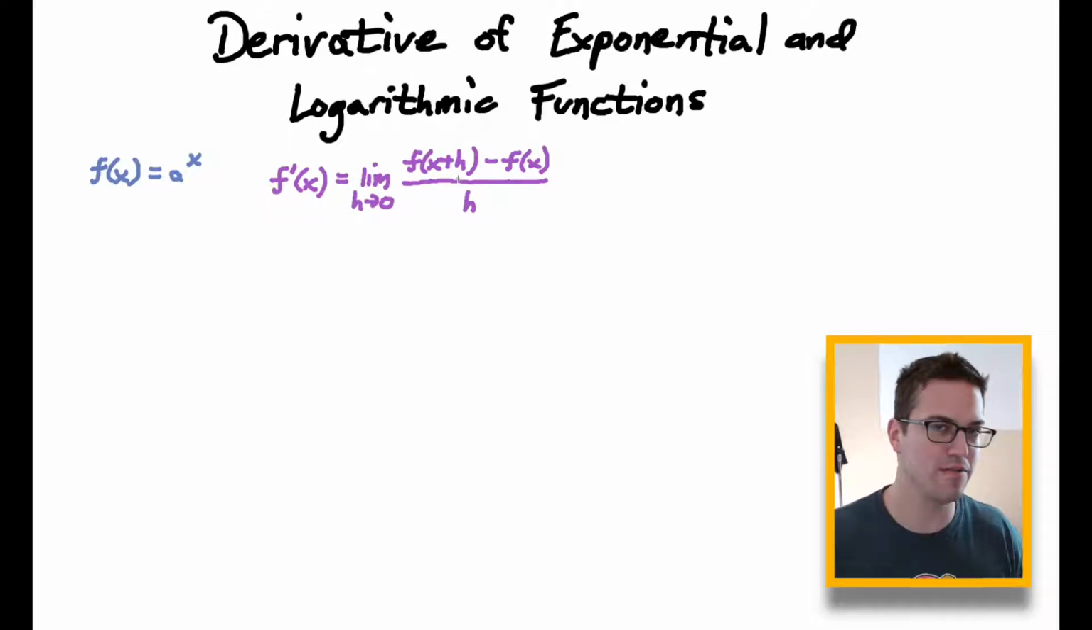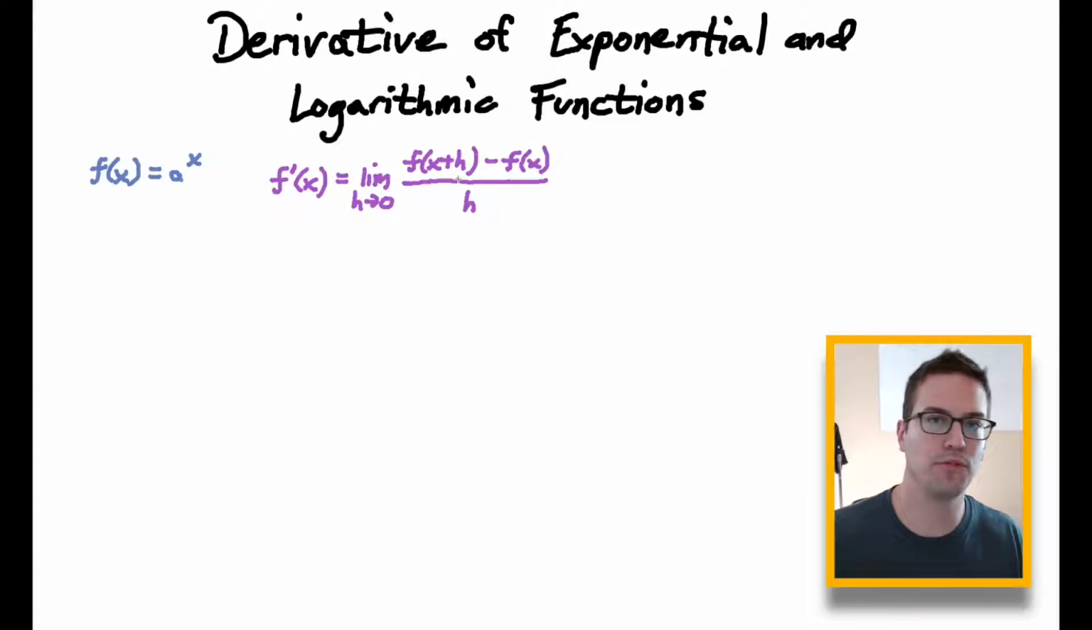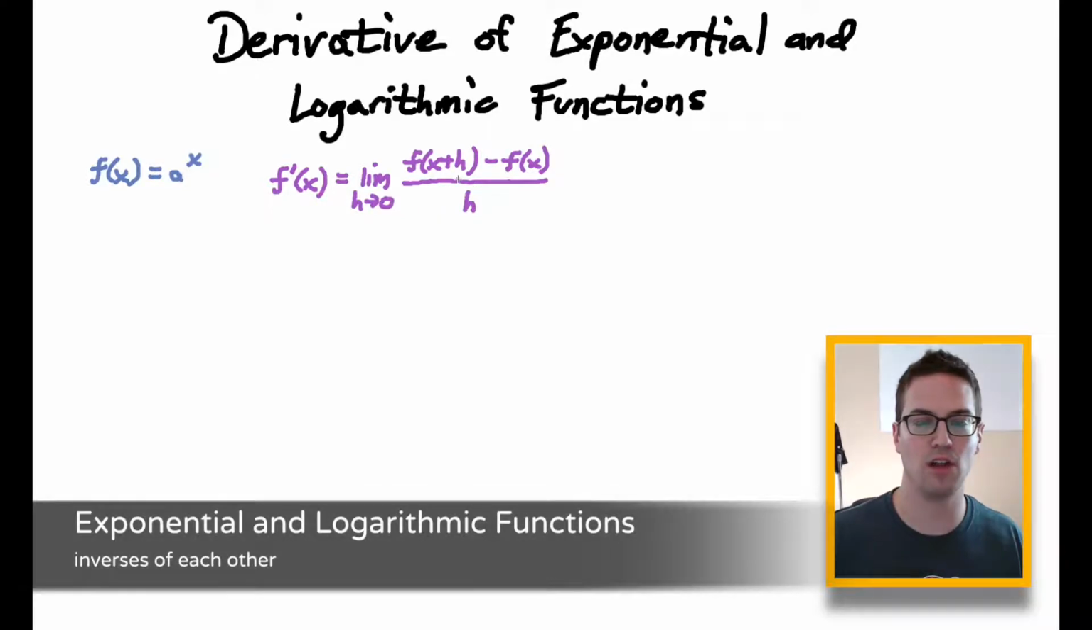Once we find the derivative of that a to the x, that exponential function, we're going to use that to find the derivative of the logarithmic function. It is important to note that exponential functions and logarithmic functions are inverses of each other, which means they're opposites. It's kind of like addition and subtraction, they're opposites of each other. Multiplication, division, they're opposites of each other. Exponential and logarithmic, they are inverses of each other because they're opposites of each other.